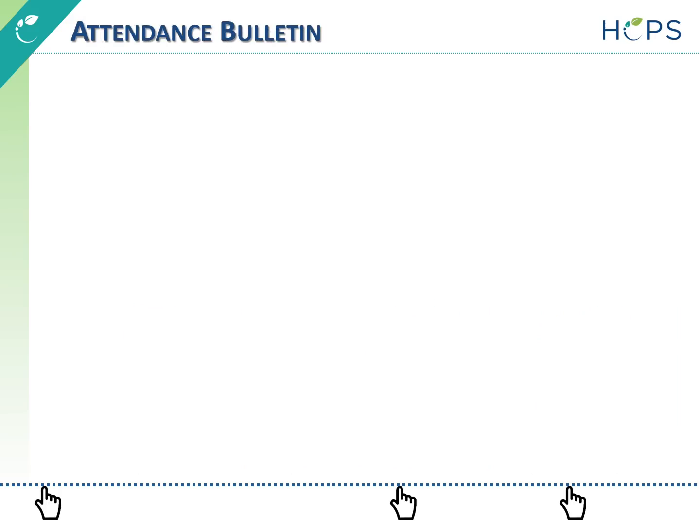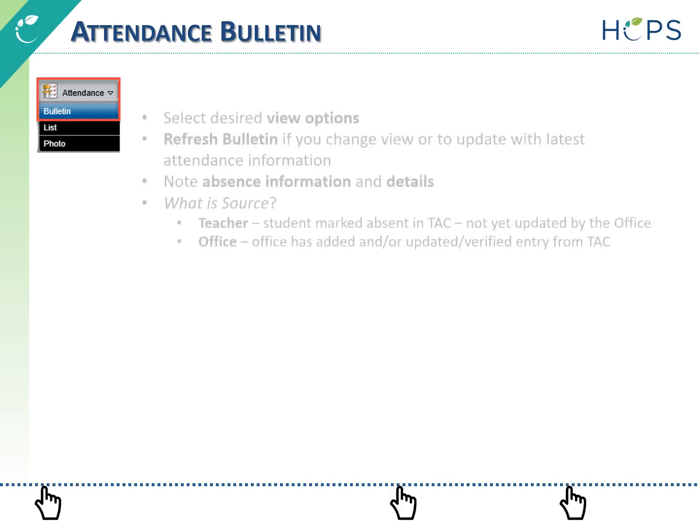The attendance bulletin is a real-time list of students marked absent in your building and their attendance detail information. As you and other teachers mark students absent in TAC and/or the office makes edits and updates in eSchool Plus, these can be viewed from the bulletin. To open the bulletin from the TAC home page, click Attendance Bulletin.